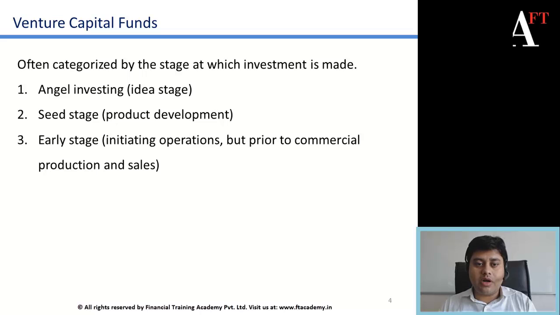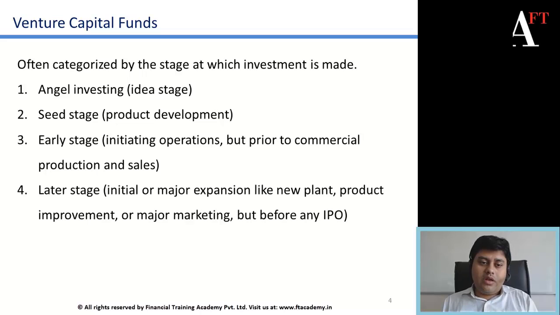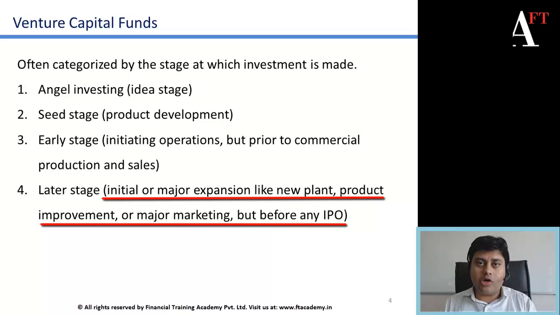So the first, second and third are called the early stage or formative stage funding by VC funds. The next one, that is the fourth one, is later stage funding. In this case, the funds invested by the VC firms are put to use for a major expansion or initial expansion, like a new plant or a new product category or a new geography or an existing product improvement, or a huge ad or marketing campaign, etc., being taken up by the company to create awareness. But surely this funding is done before the company goes public or does an IPO, that is initial public offering, to become publicly listed.